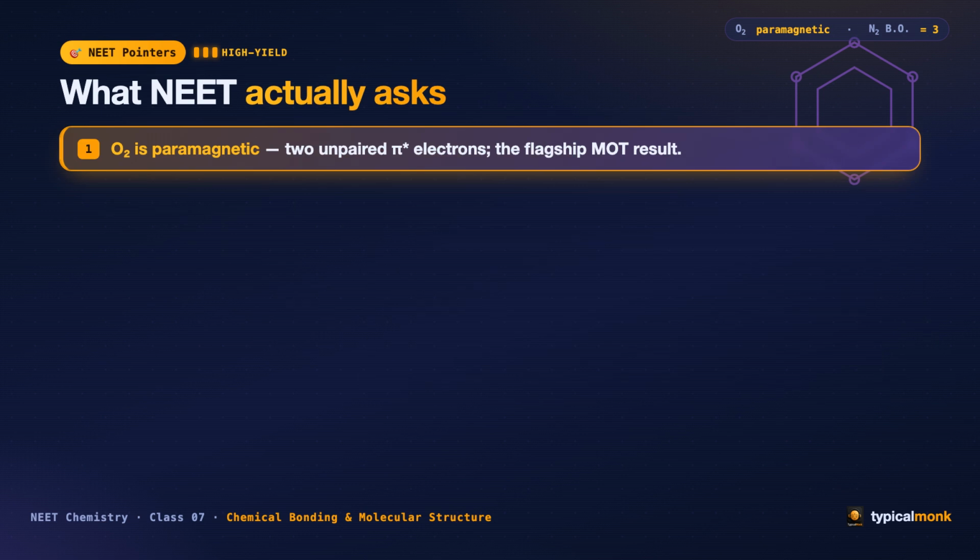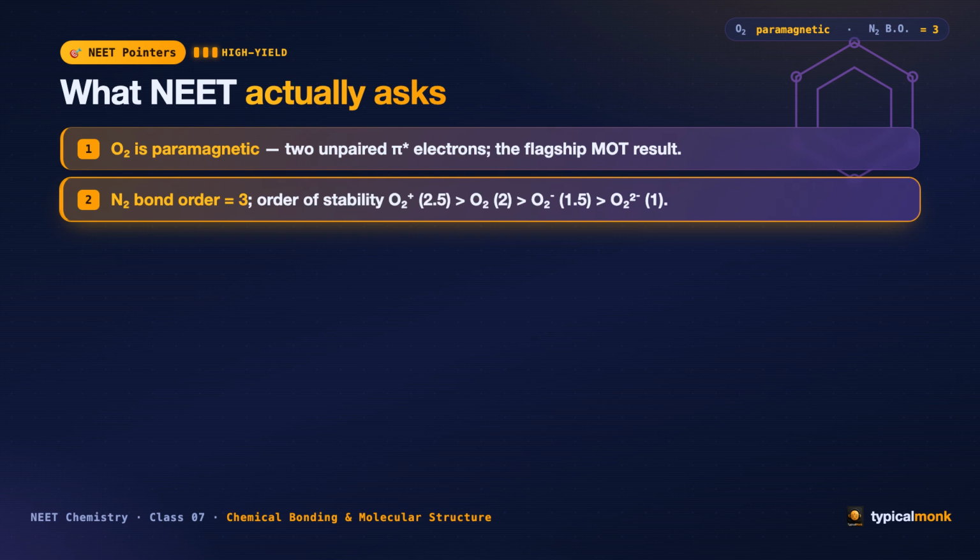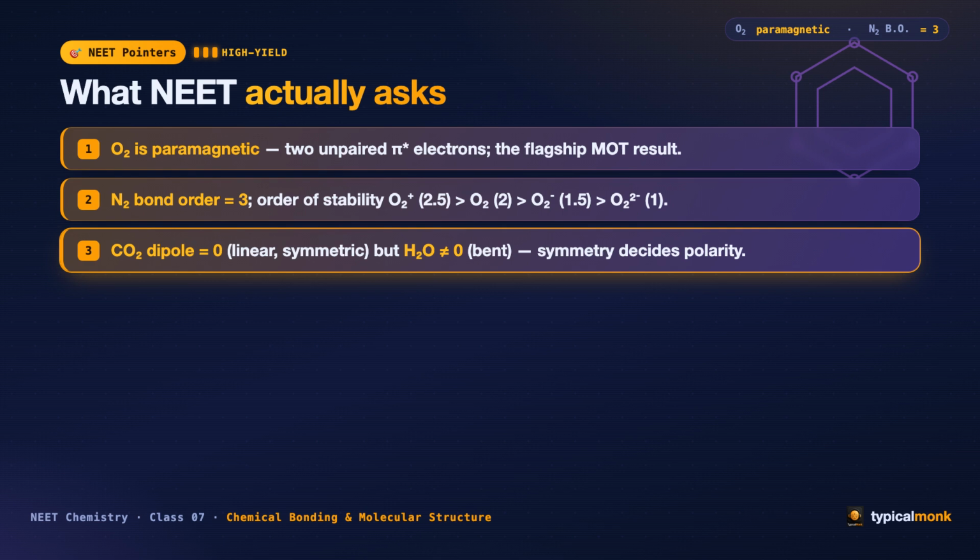Now sit up straight. These 5 lines are what NEET actually asks year after year. 1. Oxygen is paramagnetic because it holds 2 unpaired electrons in its pi star orbitals. This is the flagship result of molecular orbital theory, expected in some form nearly every year. 2. Nitrogen has bond order 3. 3. For the oxygen family, carbon dioxide has 0 dipole moment because it is linear and symmetric, so its 2 bond dipoles cancel. But water is bent, so its dipoles do not cancel, and water is polar. Symmetry decides polarity, not the bonds alone.